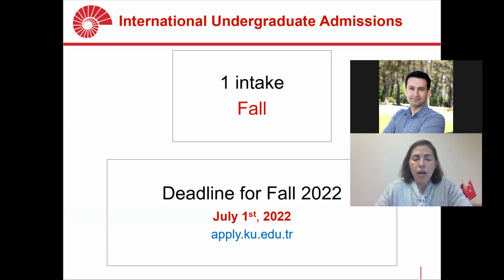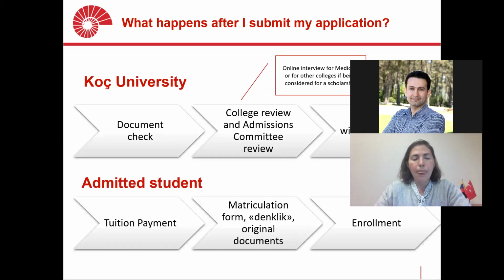For this year, our application period has already started. It started on the 1st of January, and it will close on July 1st, 2022. The only place where you can apply for admission is our official online application platform. And you can see on the screen the website. It's apply.ku.edu.tr. There's no other place where you can submit an application. This is the official university online application platform.